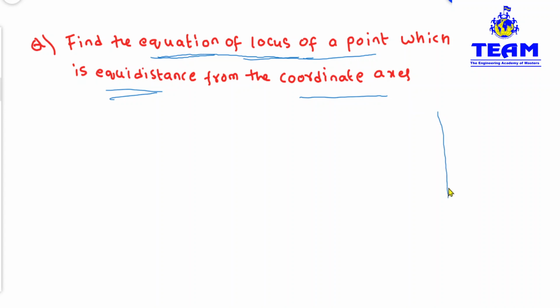Okay, first I am drawing the coordinate axes here. Let this be the x axis and this is the y axis. Now consider the point P here, (x, y). Friends, this point you may take in the first quadrant or second or third or fourth. You can take it anywhere, but it should be equidistant from the coordinate axes. Now you see friends, the length of this one and the length of this one should both be equal. Then what is the locus of this point? The equation of the locus of this point is what we require to find.